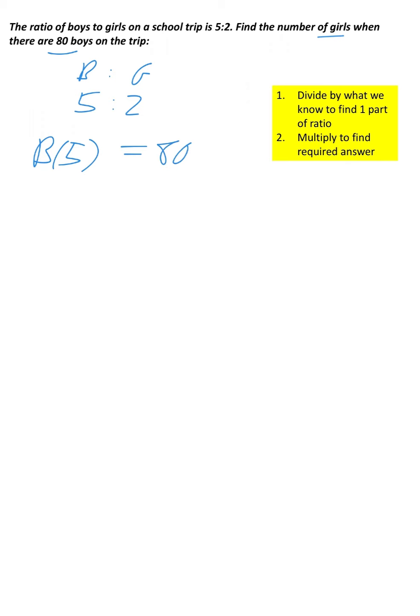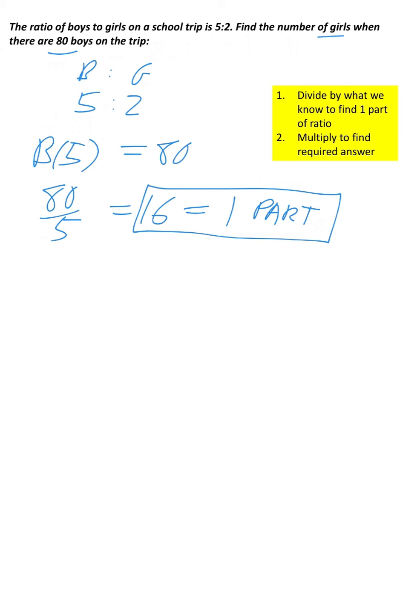So this is what we know. So let's divide by what we know. So 80 over 5, that's equal to 16. So 16 is equal to one part in our ratio. So then the girl part of the ratio is 2. So then we just have to do 2 times 16, which is 32. So there are 32 girls.